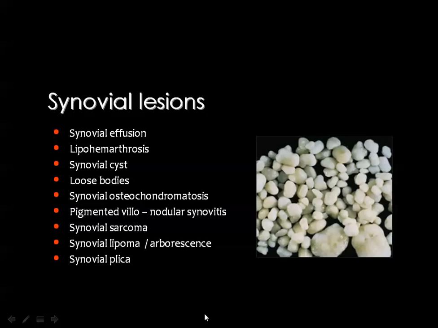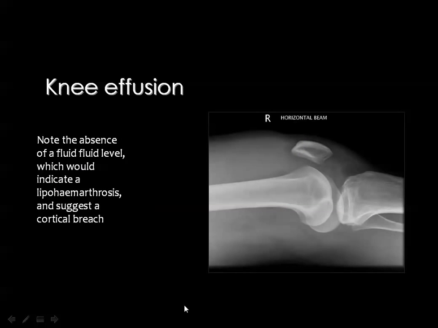Then we came to the synovial lesions, and we want to have some knowledge about synovial effusion, lipohemarthrosis, synovial cysts, loose bodies, osteochondromatosis, pigmented villonodular synovitis, synovial sarcoma, synovial lipoma, and synovial lichen. Starting with the effusion, knee effusion is usually diagnosed clinically by pressing the patella against the femur, and you can appreciate the swelling of the knee.